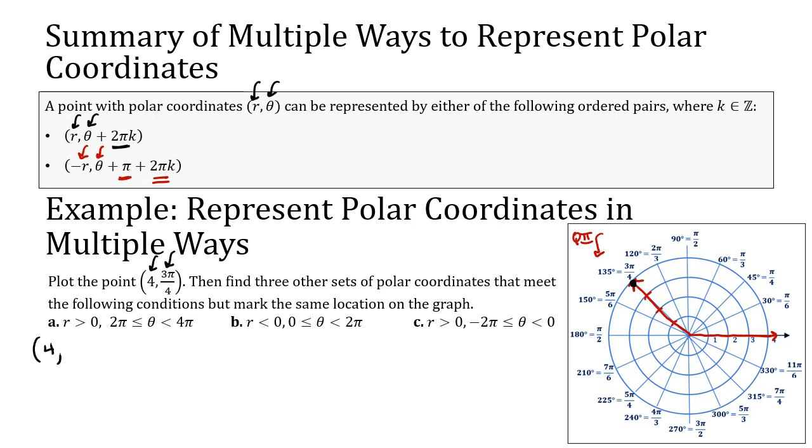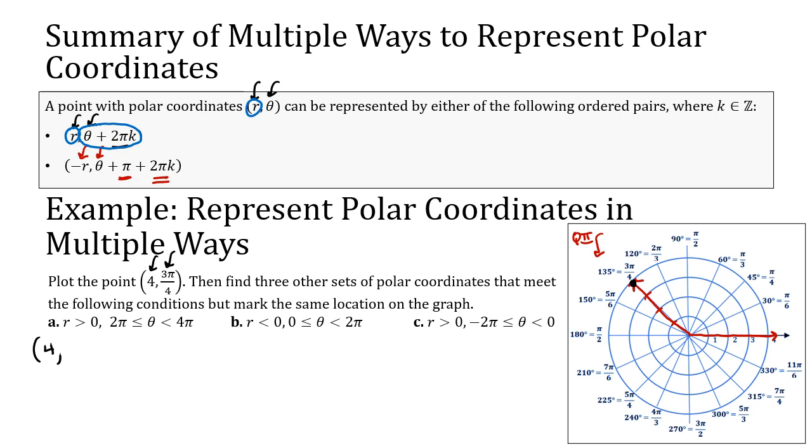Okay, so here is what we said before. If the radius is not going to change, but we want to write this polar coordinate in another way, then all we need to do is just take whatever theta was given and either add multiples of 2 pi or take away multiples of 2 pi.